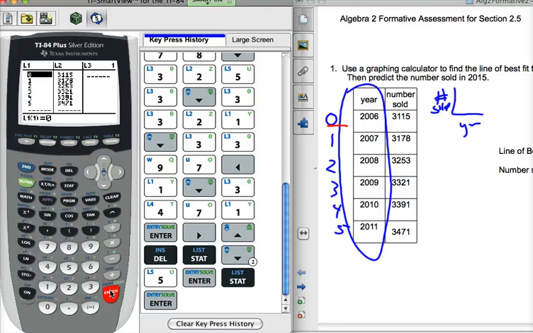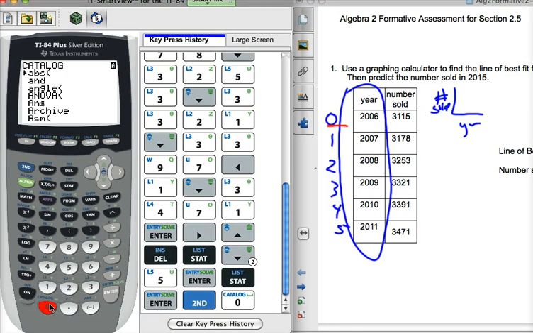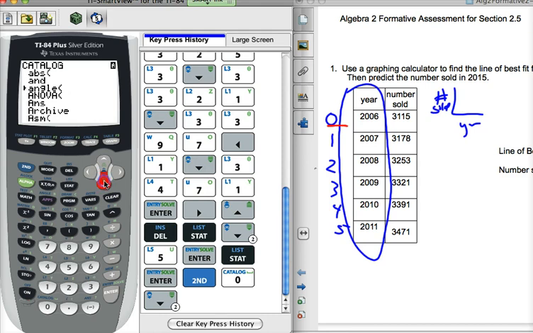Now again, I was talking about an R value. To get an R value, your diagnostic needs to be on. To put the diagnostic on, you need to go to catalog, which you'll see is in blue above the number 0. To get there, hit second, 0, which brings you to your catalog. Then you need to arrow down to diagnostic on.